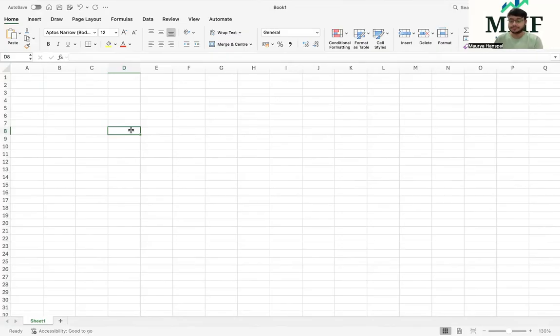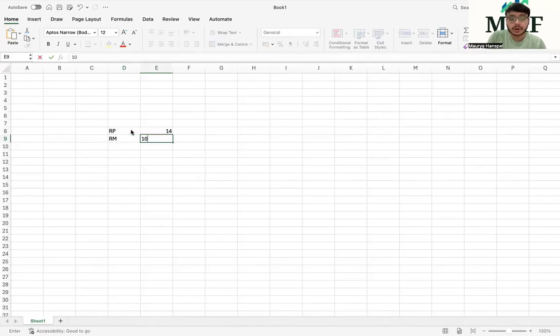For example, the return on the portfolio is 14%. The return on the market is 10%. Let me just note down the numbers from my file. Maybe I can take a risk-free rate as 4%.